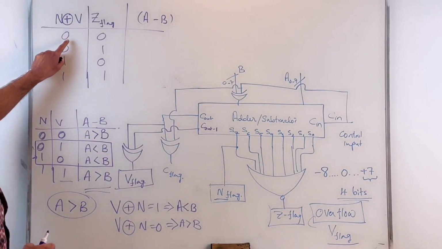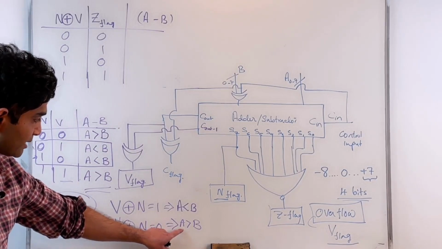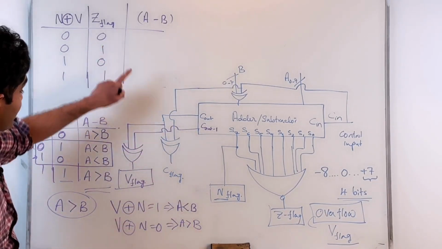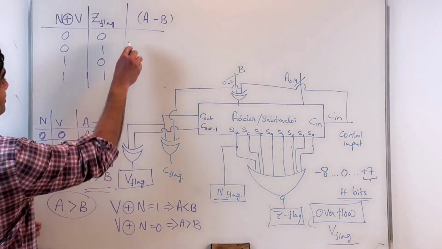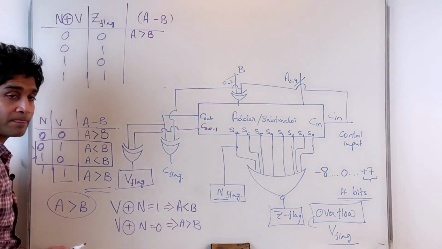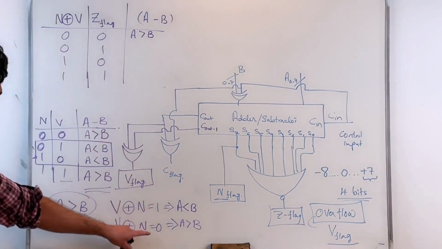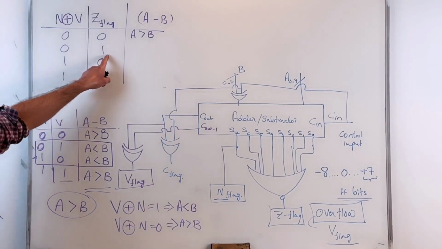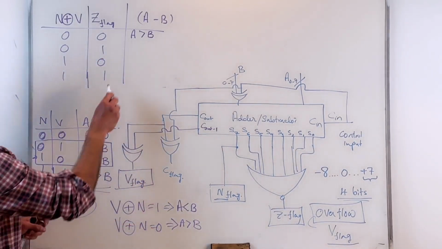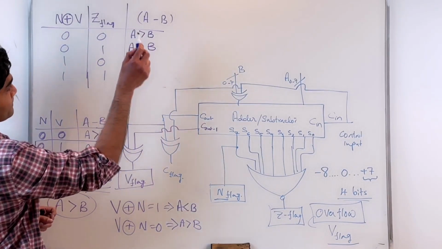N exclusive OR V is 0. That shows that A is larger than B. And Z flag is 0. That means A is definitely larger than B, or A is strictly larger than B, in this case. N exclusive OR V is 0, but Z flag is set. That means my A should be equal to B. Right?